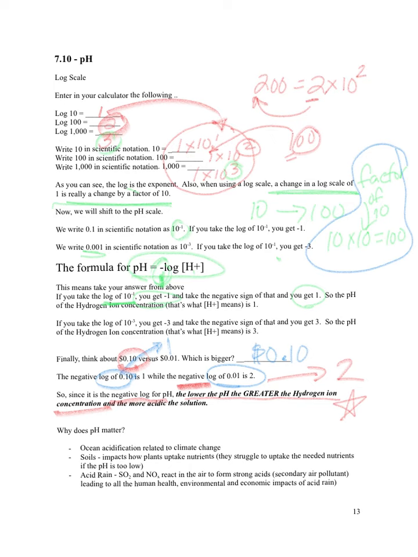In acid rain, the sulfur oxides, or the sulfur dioxide and the nitrogen oxides, react in the air and form strong acids. They form nitric acid, which is a strong acid, HNO3, and the sulfuric is H2SO4. Those strong acids, again, those are secondary air pollutants formed in the air when these gases interact with water in the air. And again, those can lead to acid rain, with human health, environmental, and economic consequences.